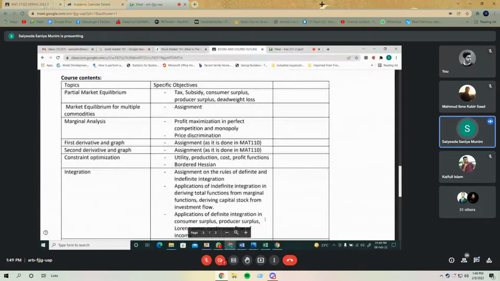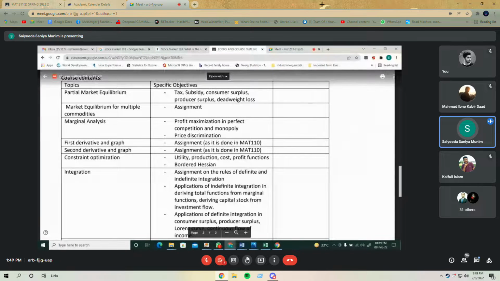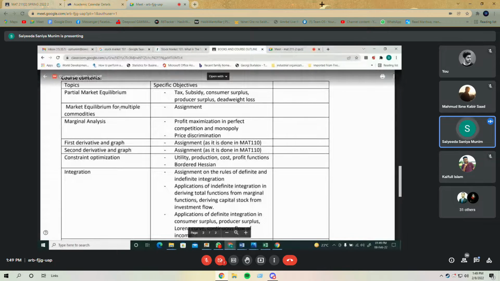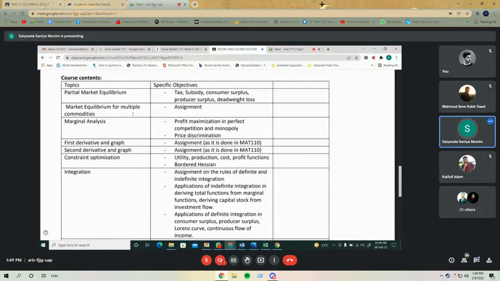So I've already written down the contents. We'll be starting with partial market equilibrium. Then we'll go to how to find the impact of tax and subsidy. Tax and subsidies are government policies, so how do government policies affect the market outcome? Consumer surplus, producer surplus, deadweight loss. These are terms known to you, so we are going to just see them mathematically. And then we'll go for market equilibrium for multiple commodities.